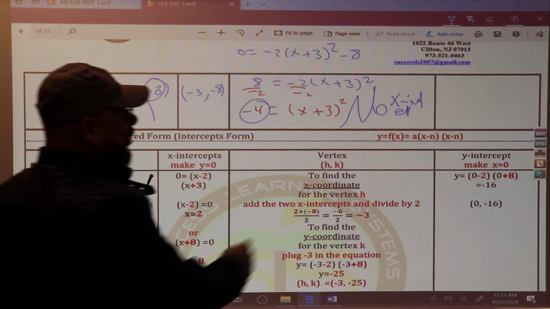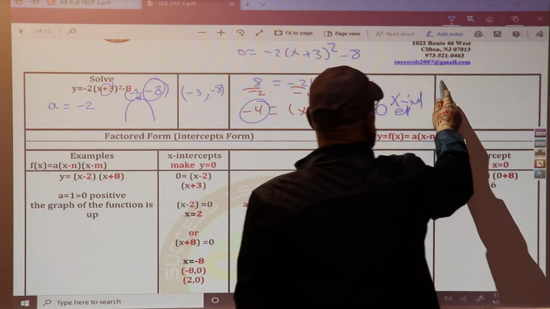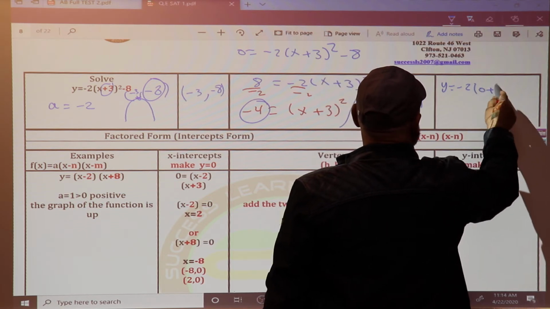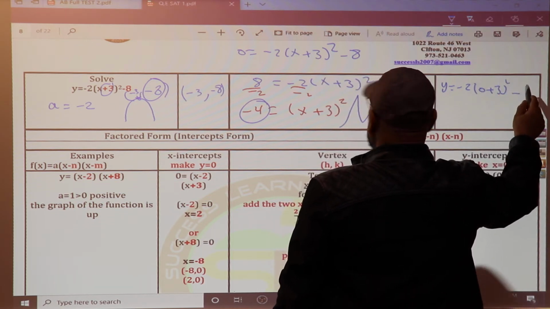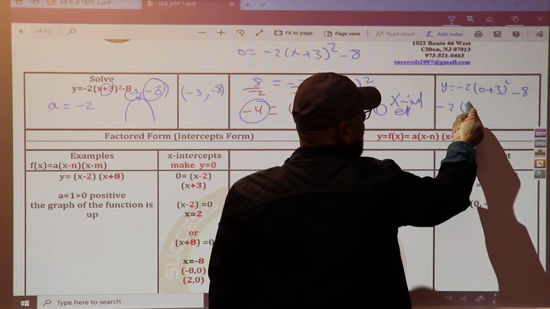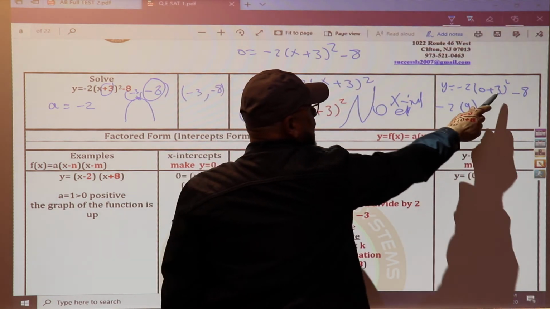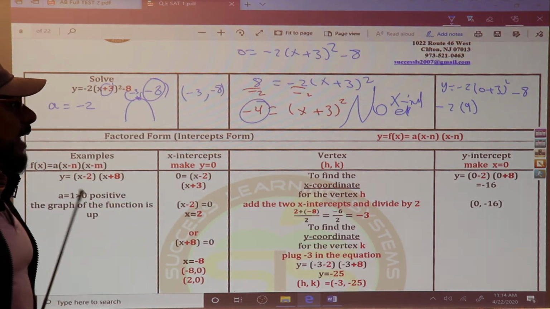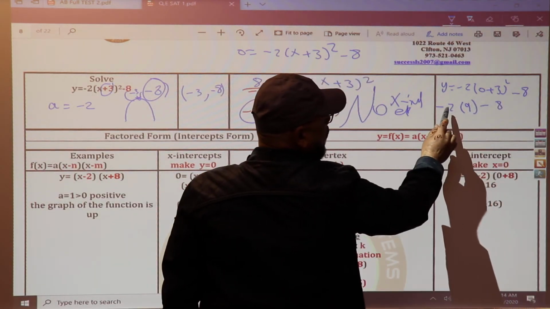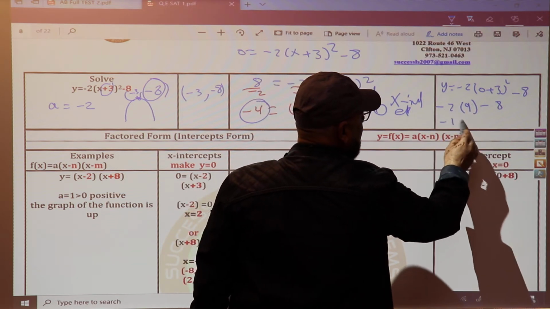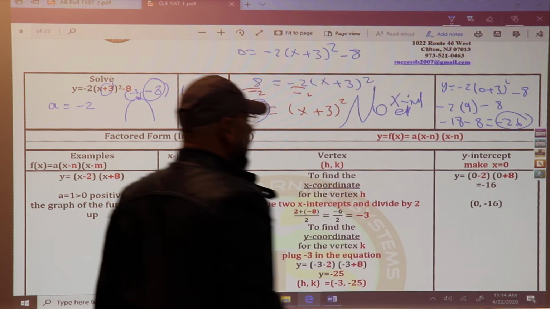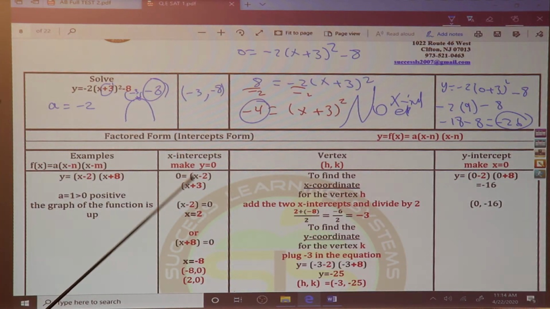Now the last thing to find is the y-intercept. y equals negative 2(0 plus 3) squared minus 8. 0 plus 3 is 3. 3 squared is 9. Negative 2 times 9 is negative 18. Minus 8 is negative 26. This is the y-intercept.